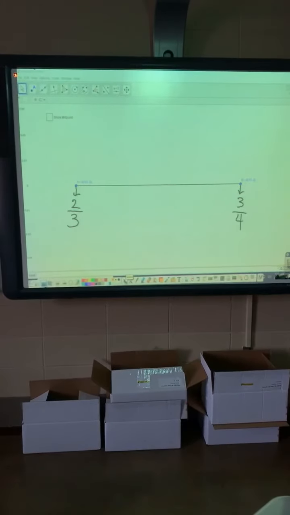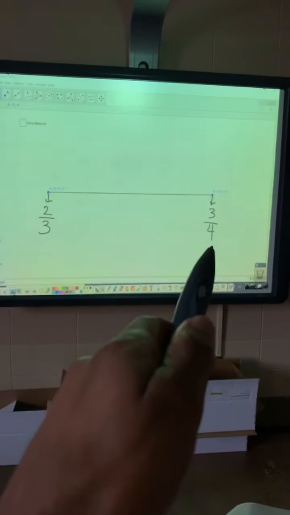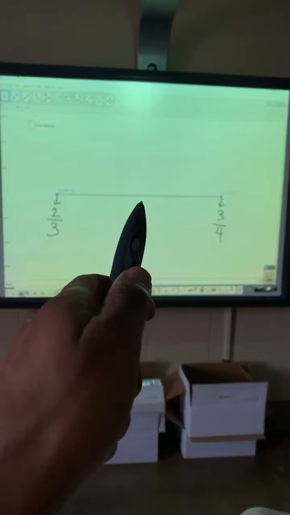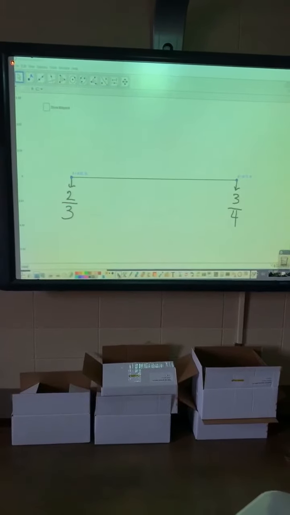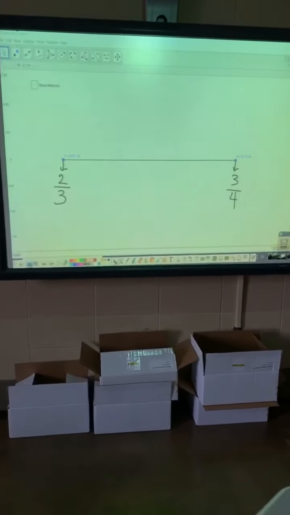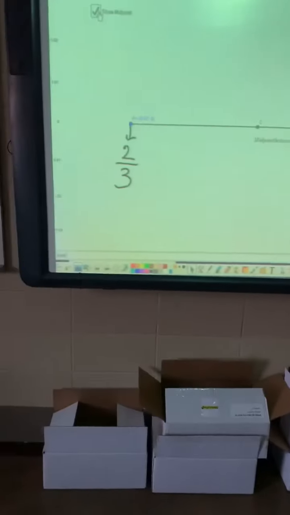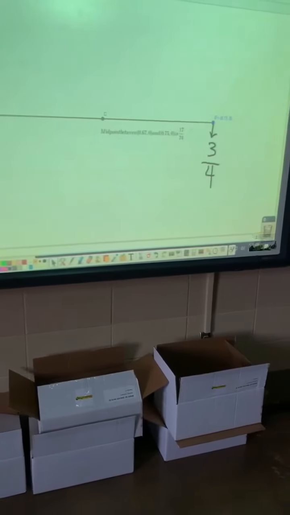All right, so I mapped everything out into my software. As you can see, on one end I have my 2/3. Right here I have my 3/4, and I know my midpoint should be somewhere right here in the middle. The question is, what is that value? We just did it on the board. We know that the value is 17 over 24. If I tell it to show my midpoint, there's the midpoint right there in the middle, and it has a value of 17 over 24. So yes, 17 over 24 is directly in the middle of 2/3 and 3/4.